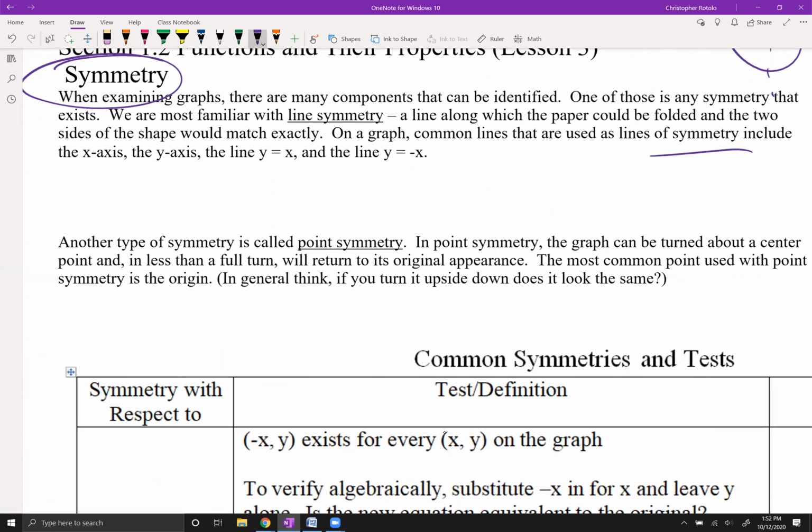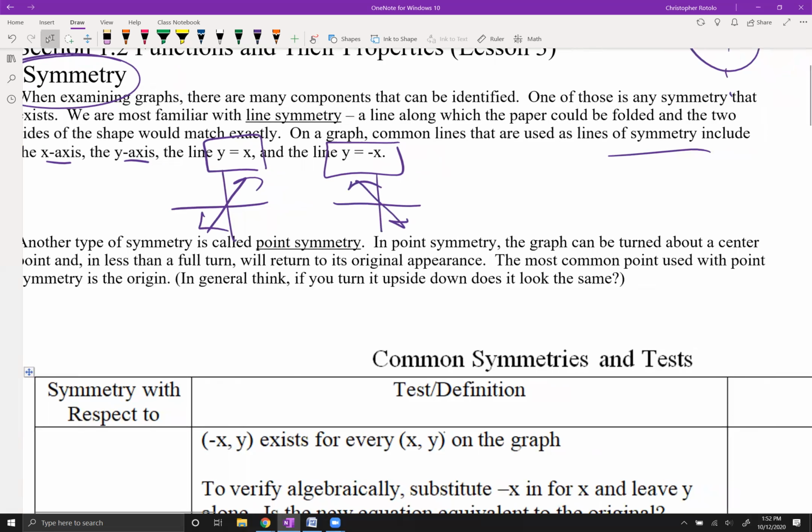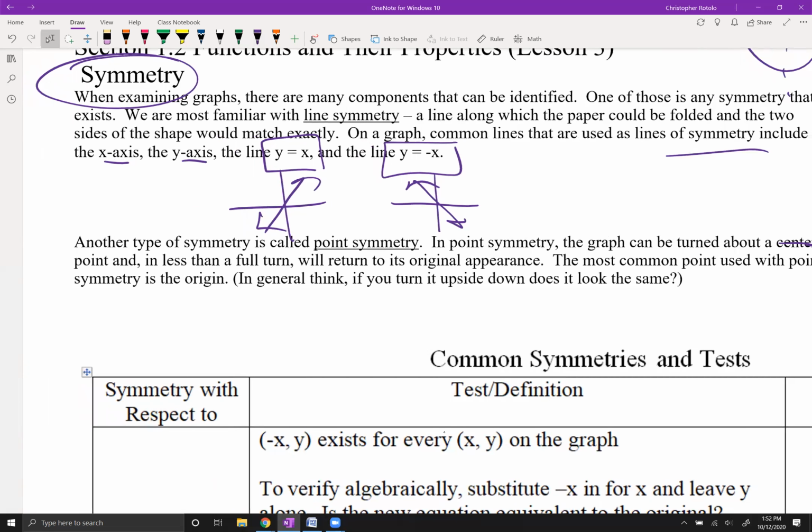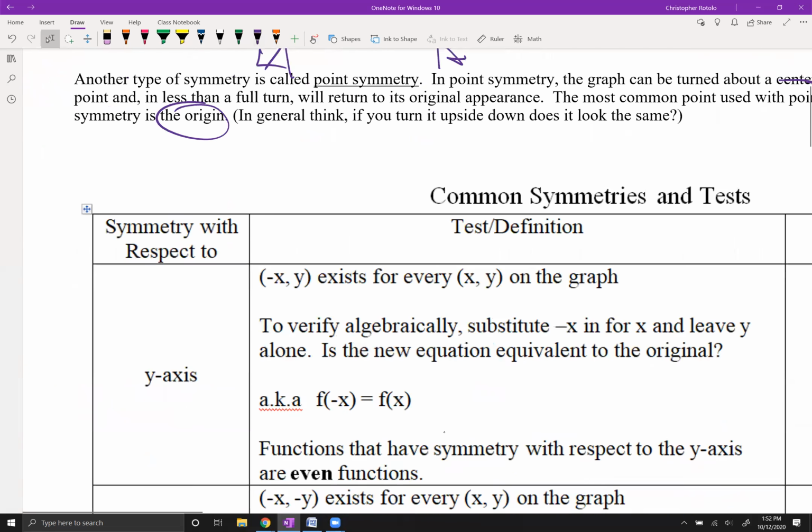Okay, so here's what we talked about is normally x-axis, y-axis, y equals x, and y equals negative x, right? So this is that diagonal through the origin, and this is the same thing, but the negative through the origin. So those are the four common places that we're really looking for. Another type is called point symmetry, and this is we talk about the center, right? So if we can turn it around, and normally we're going to talk about dealing with the origin. So could I turn the entire graph around and it would look exactly the same? That gives us point symmetry. In this case, we're going to think of the origin for that.